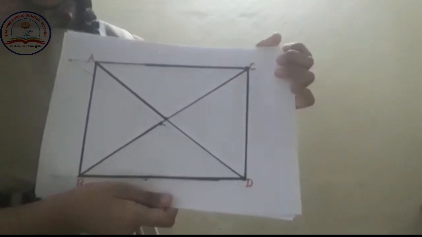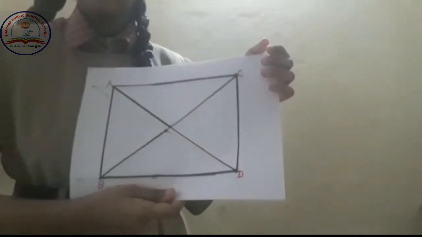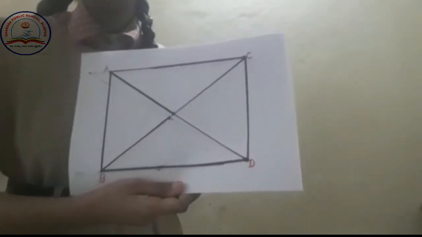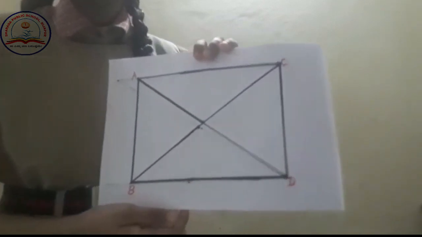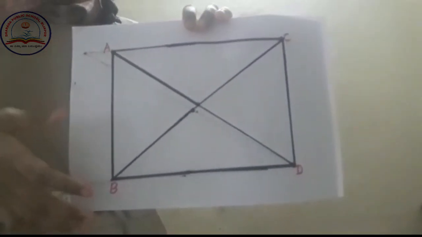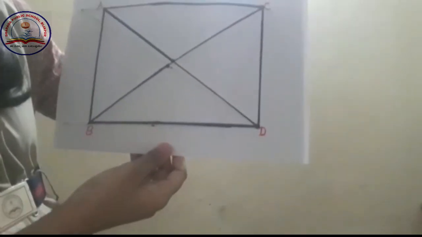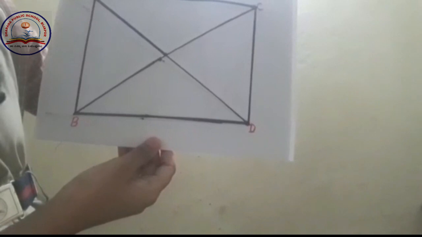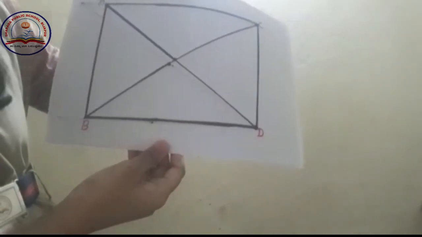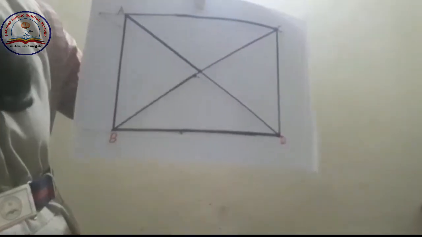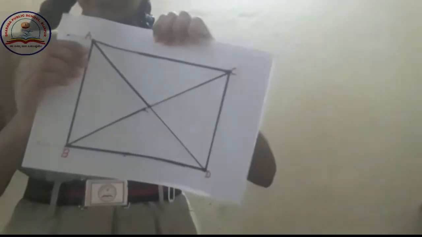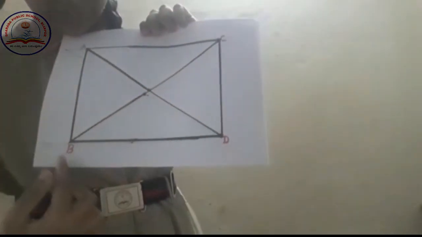Theorem 3 says that any two triangles whose areas are equal and which lie on the same base are also lying between the same parallels. That means here the two triangles are ADB and CBD. They lie on the same base, that is BD. That means AC is parallel to AD. So these were the three theorems on which the whole chapter depends.